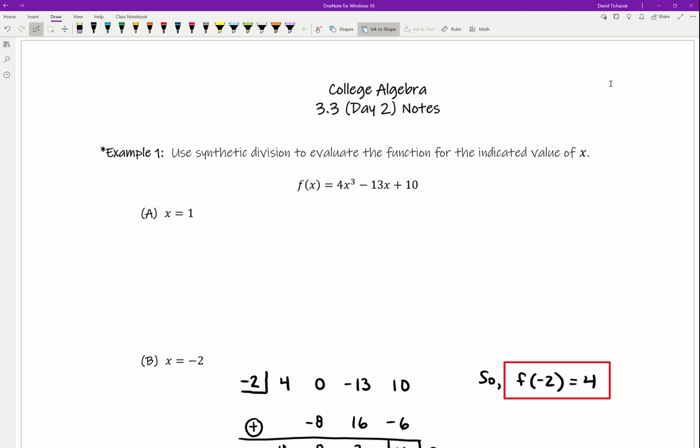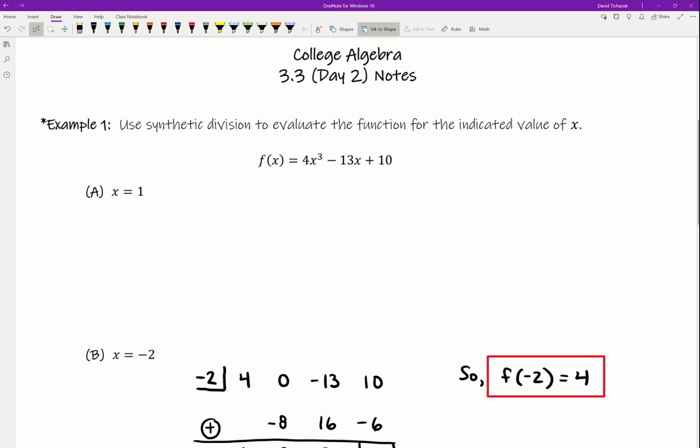In this video, I'd like to take a second opportunity to talk about Section 3.3 from your textbook. In this video specifically, we're not going to really be covering any new topics, but we are going to be covering how to use synthetic division to do a couple of neat things in the world of algebra, right?